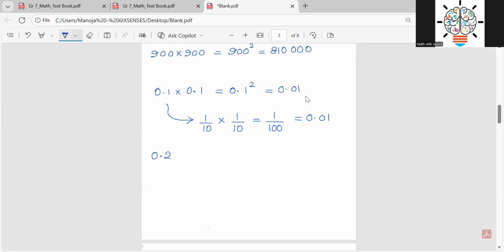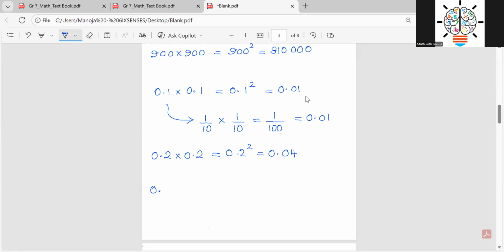If you have 0.2, what will happen, children? Now you know that 0.2 has one decimal place, and if you multiply it by itself, there should be two decimal places in the answer, and 2 times 2 is 4. Therefore, I write 0.2 squared, and here it is 0.04, right? Then 0.3 the same way.